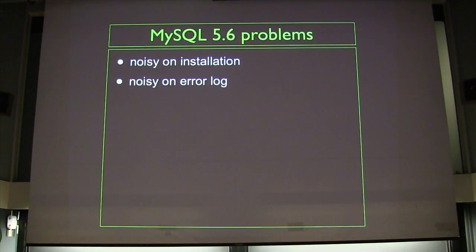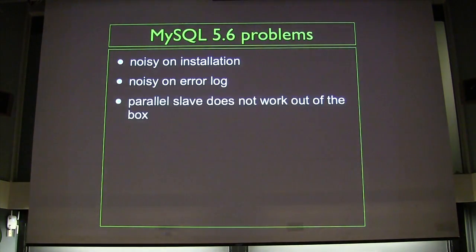So it's also noisy in the error log. In the error log, you will see things that are not errors, just like you see things that are noisy when you install. Again, DBAs are not pleased because they probably have monitors on the error log, where a new line means something that needs to be taken care of. Now, instead, the error log is cluttered with information that is not errors at all.